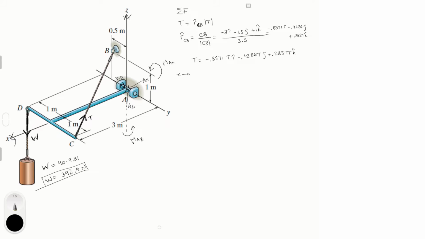So let's do it. In the X we have minus 0.8571 T plus AX is equal to 0. In the Y we have minus 0.4286 T plus AY is equal to 0. And in the Z direction, we get 0.2857 T plus AZ minus the weight, which is 392.4, is equal to 0.